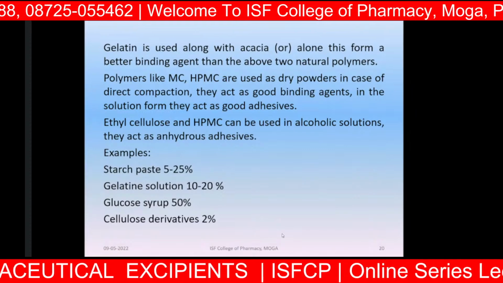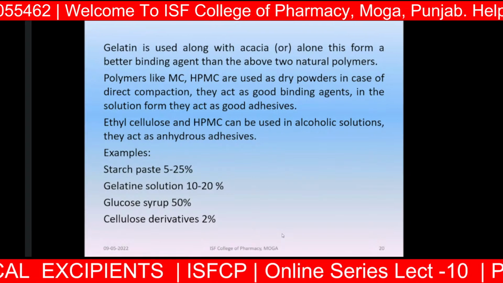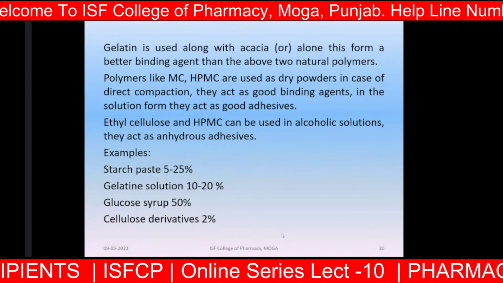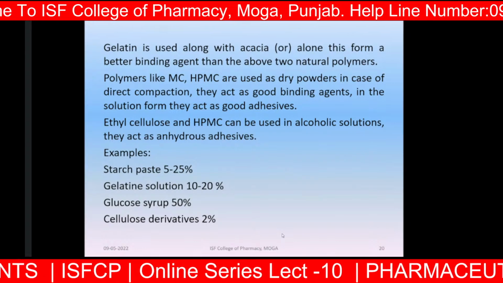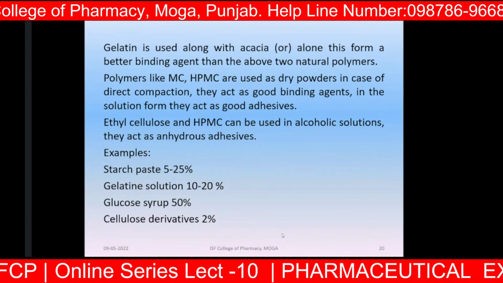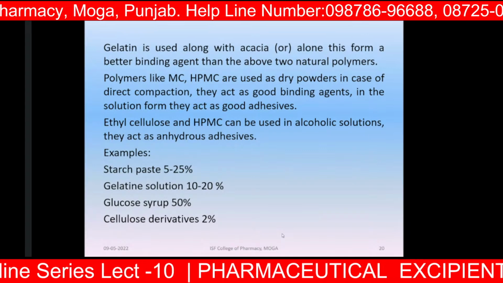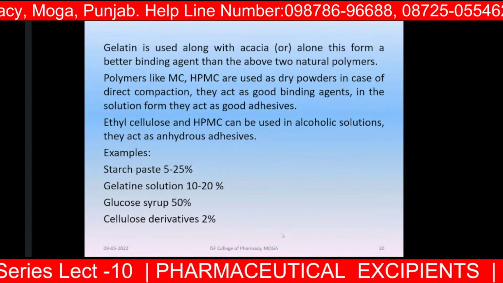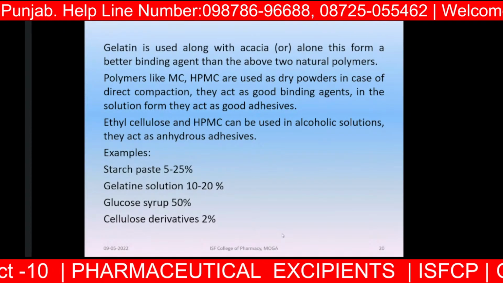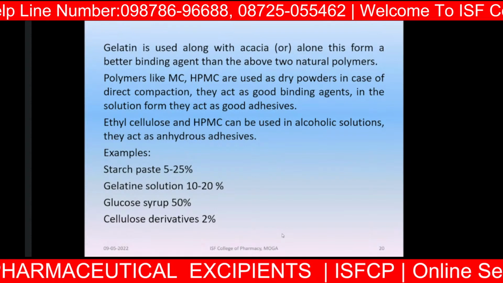Gelatin used along with acacia forms a better binding agent than the above two natural polymers. Polymers like methyl cellulose and hydroxypropyl methyl cellulose are used as dry powder in direct compaction. They act as a good binding agent in solution form. Ethyl cellulose and hydroxypropyl methyl cellulose can be used in alcoholic solution. They act as an anhydrous adhesive.